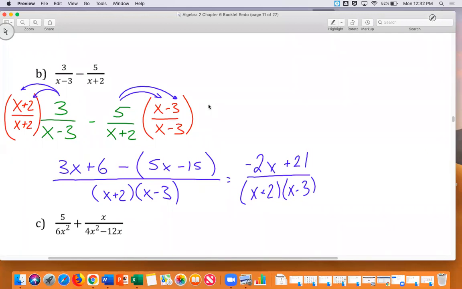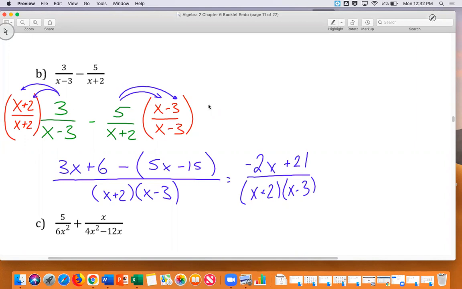I didn't multiply out the denominator because if I have to cancel, it's going to be easier for me to cancel with it unfactored. I'm going to be able to see that easier. So I kept it unfoiled. The numerators, I distributed 3 to the x plus 2 and the 5 to the x minus 3. It said to subtract the 2, so I subtracted the 2 expressions in the numerator. That gave me -2x plus 21. If I could factor that, I would. But I can't. There's nothing else I can do. So I'd leave it like this.